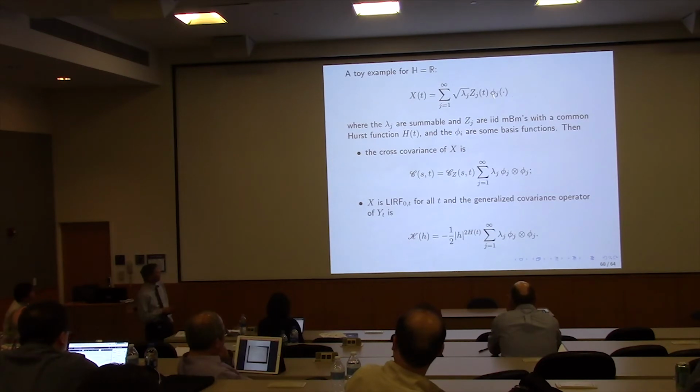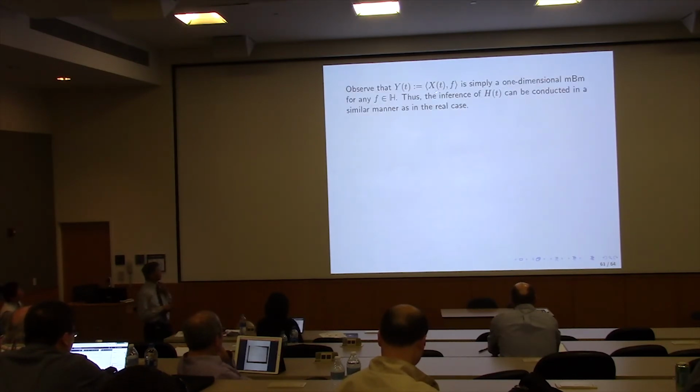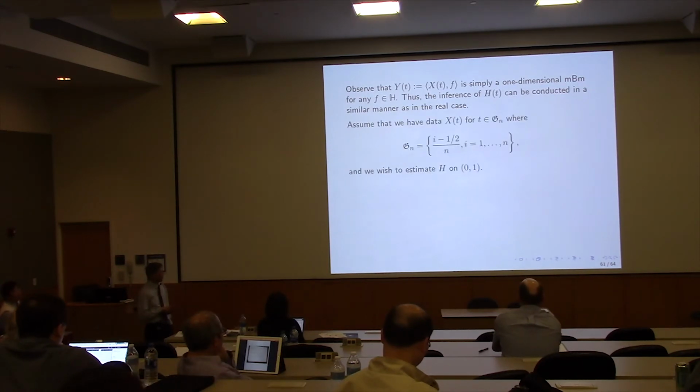So this is really a function space. This is a process I constructed as a toy example. The phi_j's are again basis functions, and these Z_j's are multifractional Brownian motions. How do we conduct inference on this process? What we could do is projection. Here we have a process, and we can project the process on a function h. We're back to the real case.